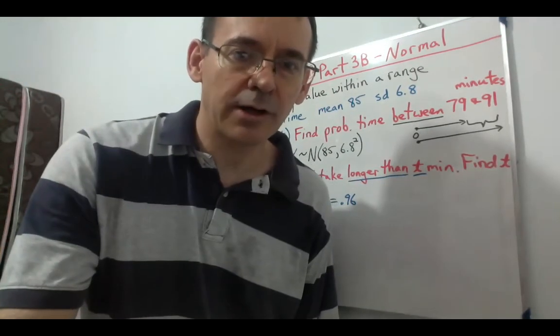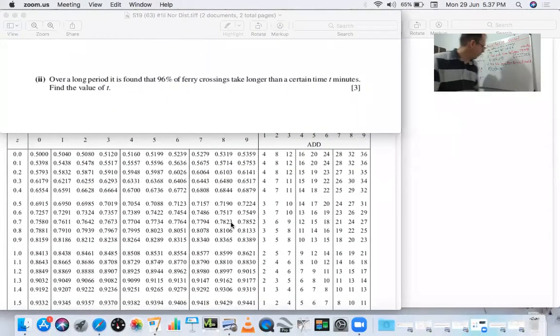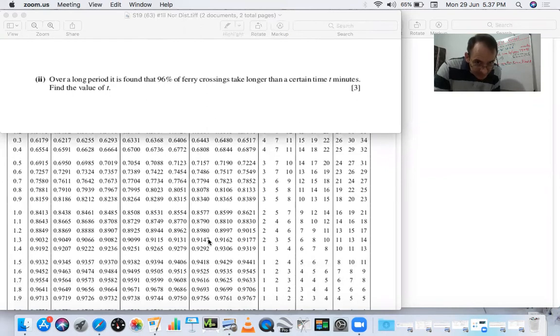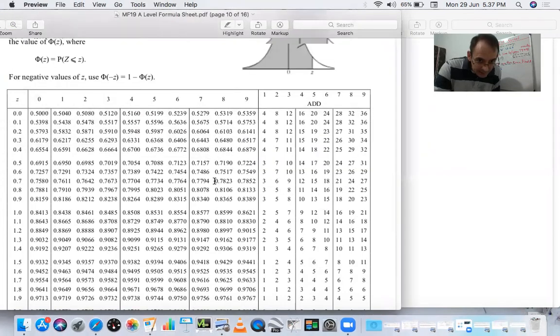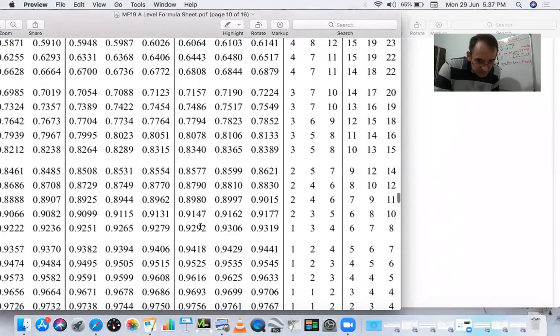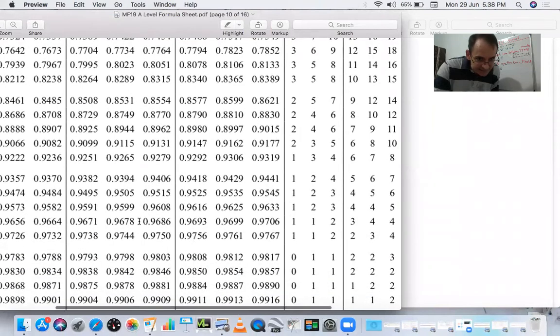Let's go to our probability chart here, and we want to look up 0.96. Now remember, we're not looking at the z numbers. Now we're looking at the probabilities and trying to find the z number. Let me get rid of this out of the way since we've already looked at it, and let's blow this up a little bit. So we're looking for 0.96.